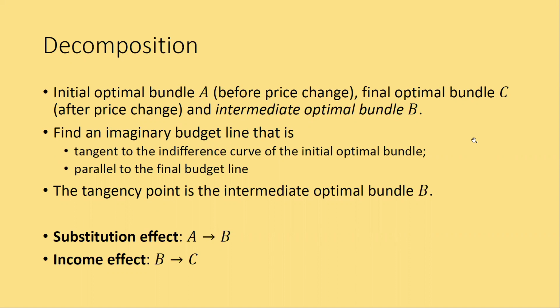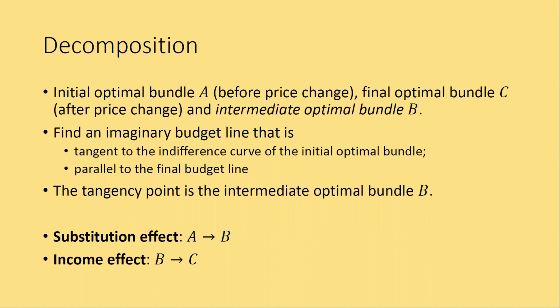So the decomposition is done in the following way. And before we do it, I'm going to define a few terms. We call the initial optimal bundle point A, which is the optimal bundle before the price changes. We call the final optimal bundle point C, which is the optimal bundle after the price changes.